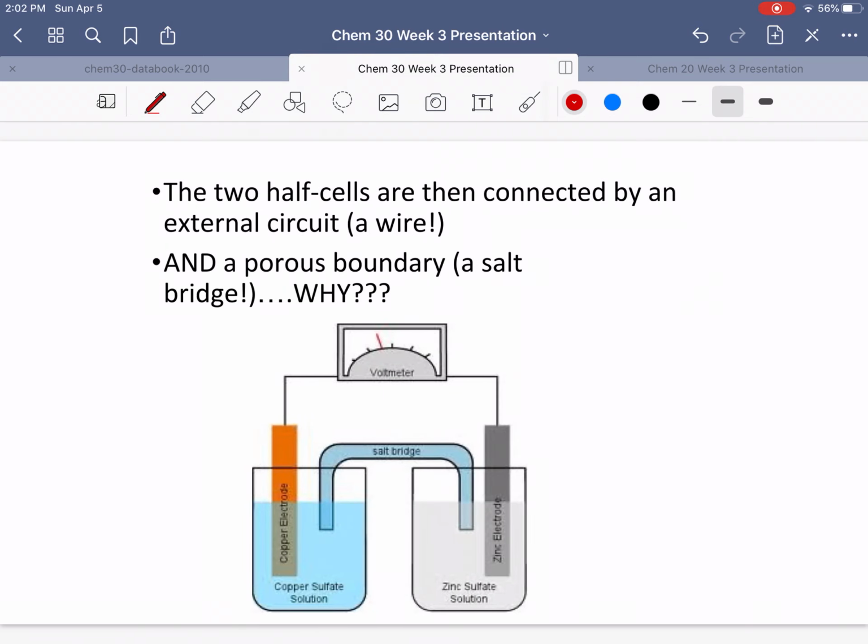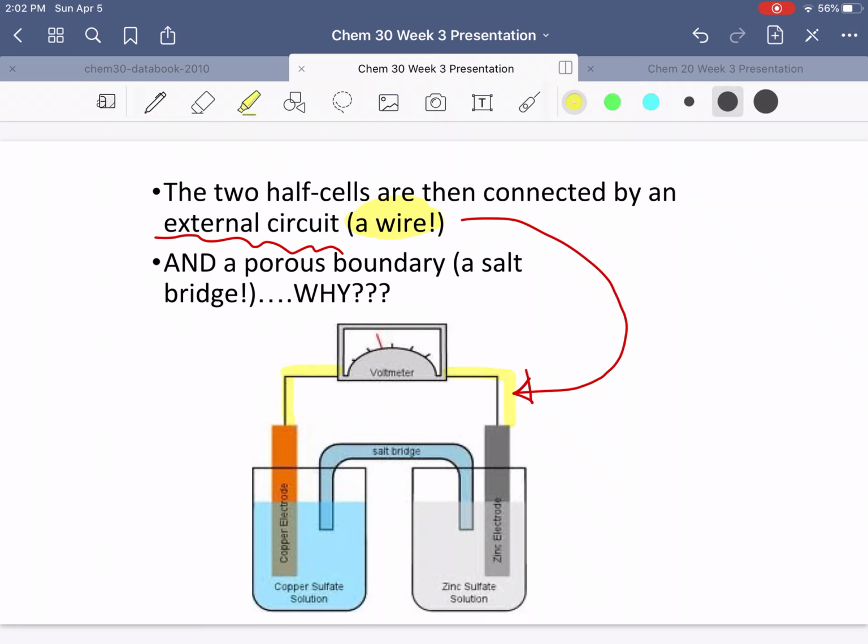So we would have two of those half cells, and the two half cells get connected by an external circuit in order to allow electrons to flow. This wire is what you see right here. I'll highlight it out in yellow.